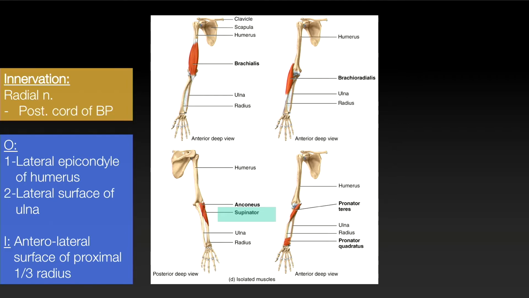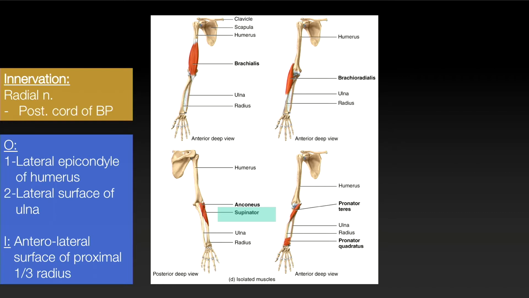So, point of attachment 1, or origin 1, lateral epicondyle, the bump on the outside of the elbow, and the lateral surface of the ulna, which is kind of odd to think about, right? The ulna is the medial forearm bone. It's most inward. And you can feel the back of the ulna just on your forearm now. And supinator originates from the lateral surface of the ulna.